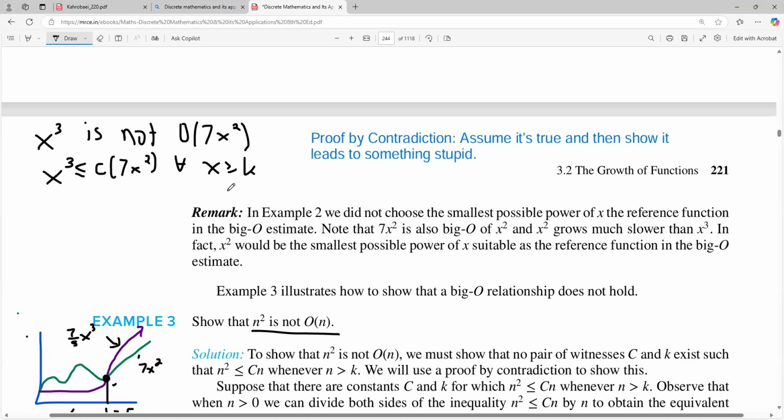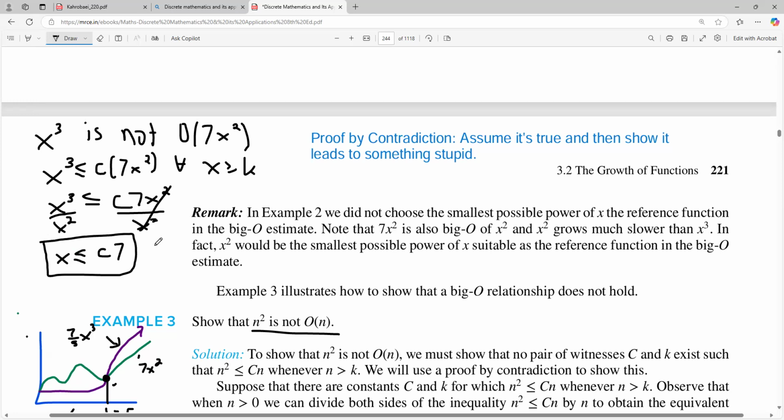This is the basic setup of big O notation. The first function less than or equal to the second function times c for all x greater than or equal to k. Okay? So let's solve for this. We got x cubed less than or equal to c times 7x squared. Let's divide both sides by x squared. We got x is less than or equal to c times 7, right? 7c. However, is this true?